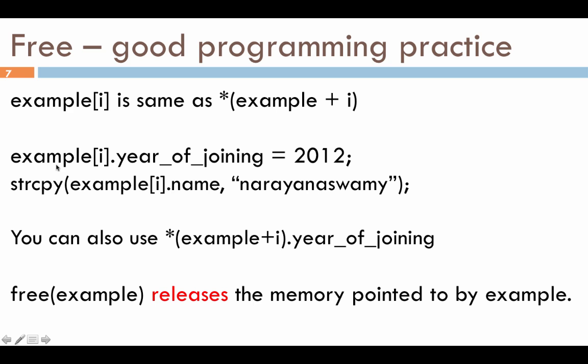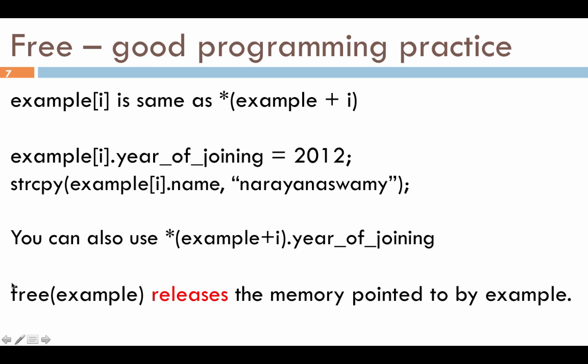Then I can say example of I dot year of joining is 2012. This is the assignment that we saw in the first or second slide. Similarly, I can say copy the string Narayanaswamy into example of I dot name. Now you can also use star of example plus I, dot year of joining. In later slides, you will also see another shortcut which is equivalent. I will use it, so you should figure out what it is, and of course I will talk about it.